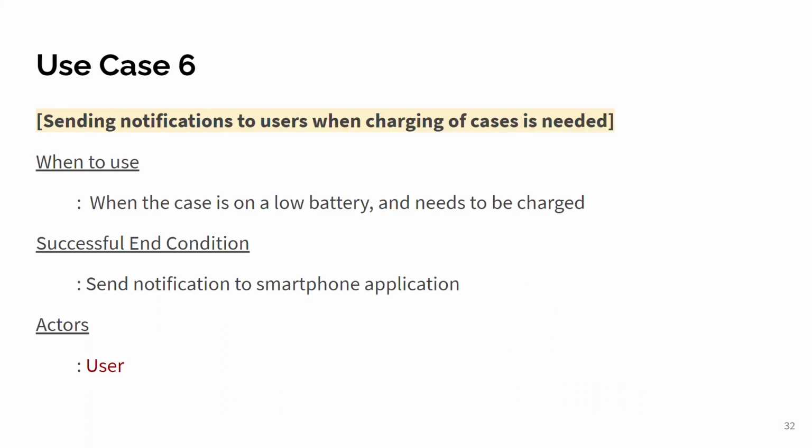Our sixth use case is sending notifications to users when charging of cases is needed. This one is useful when the battery of the Conbrio case is low. It automatically sends the notification to the user's smartphone application, which informs the users that the case needs to be charged. Successful end condition will be sending notification to smartphone application. And here the actor is the user.